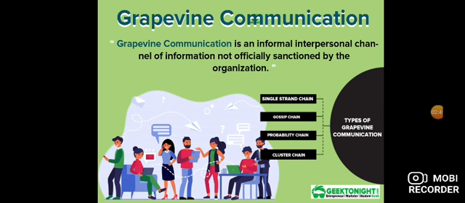Now, grapevine. Grapevine is an example of informal communication. Grapevine communication is an informal interpersonal channel of information, not officially sanctioned by the organization. So, the grapevine is compared to rumor or gossip within the organization. The spread of information through grapevine communication is extremely fast. There are different types of grapevine channels we can visualize. The first one is the single strand chain, then the gossip chain, then the probability chain, and lastly the cluster chain. These are the different classifications of the grapevine.